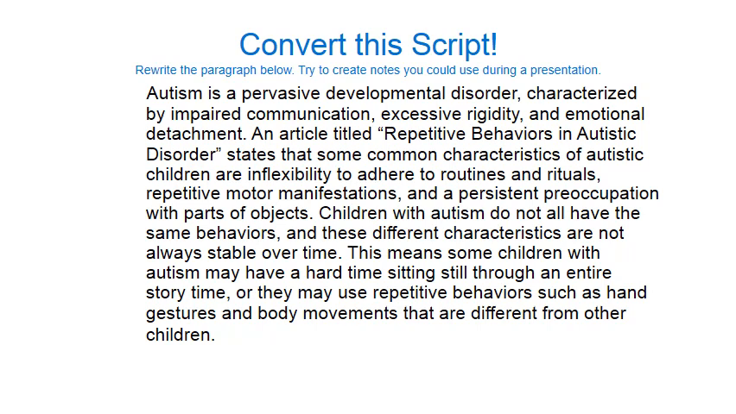An article titled Repetitive Behaviors in Autistic Disorder states that some common characteristics of autistic children are inflexibility to adhere to routines and rituals, repetitive motor manifestations, and a persistent preoccupation with parts of objects. You can make a note out of this statement by writing "characteristics of autistic children," and so on.